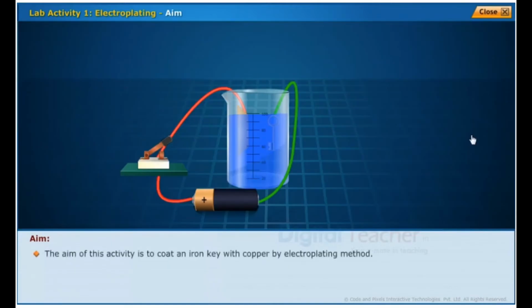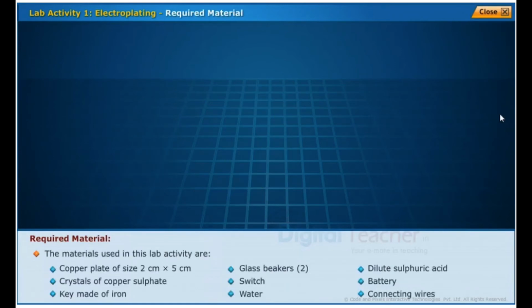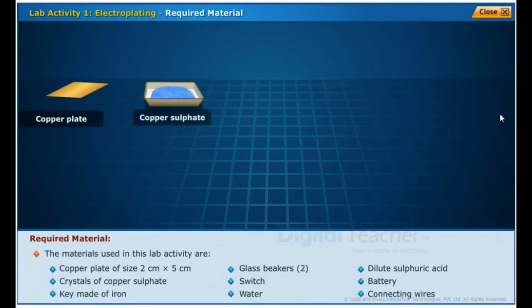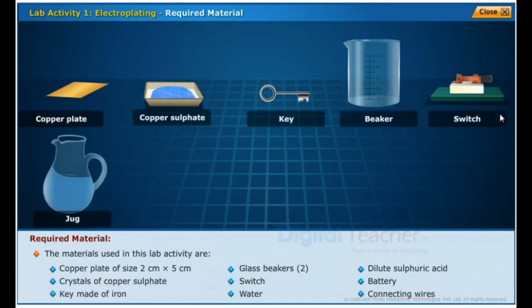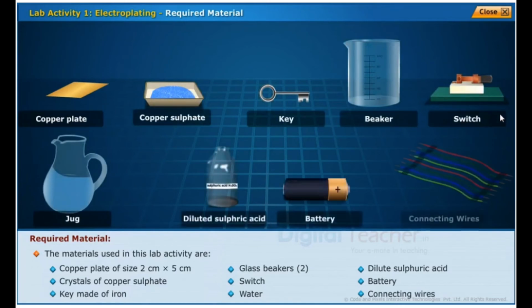Lab Activity 1. Electroplating. The aim of this activity is to coat an iron key with copper by electroplating. The materials used in this lab activity are a copper plate of size 2 cm and 5 cm respectively, crystals of copper sulfate, key made of iron, glass beakers, switch, water, dilute sulfuric acid, battery and connecting wires.